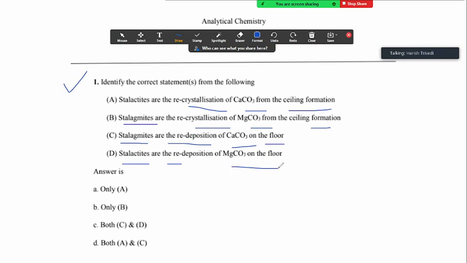We already know that it is not MgCO3, so these two options are incorrect. The correct options will be: stalactites are recrystallization of CaCO3 from the ceiling formation, and stalagmites are redeposition of CaCO3 on the floor. So these two options are correct. According to that we can say A and C are correct, so option B is correct.